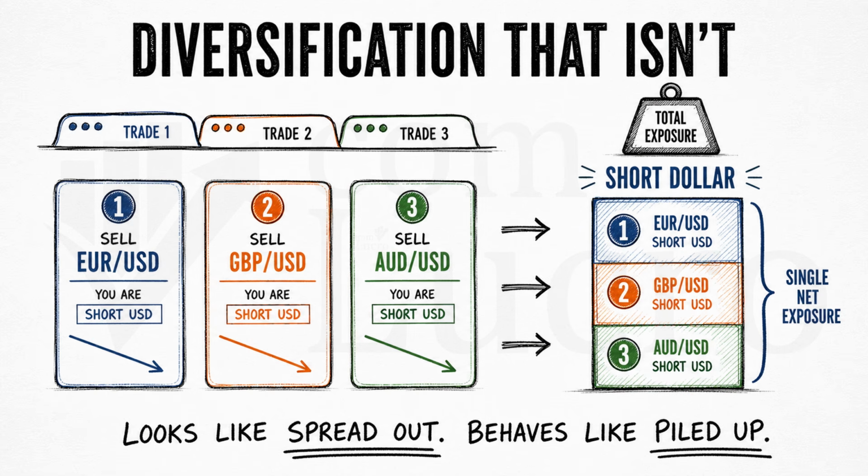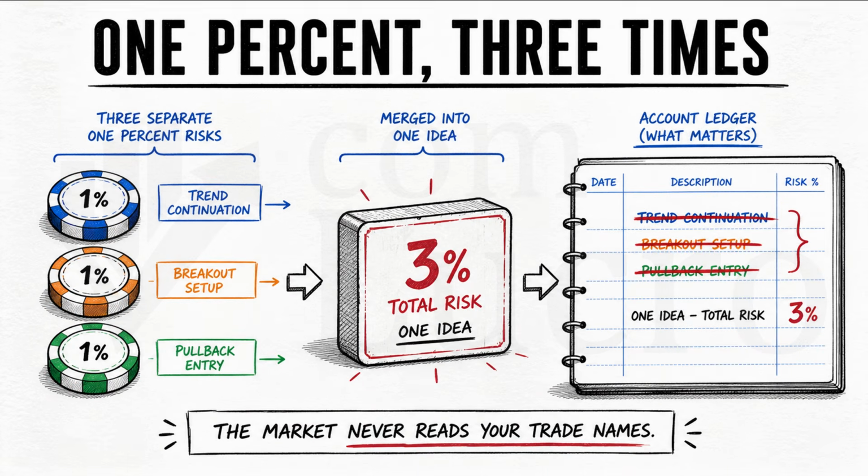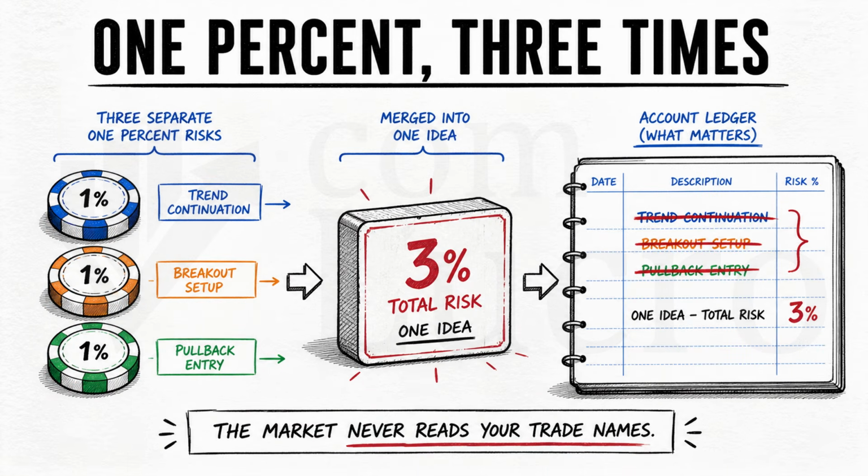Go back to those three positions from the start. Long EUR/USD, short USD/CHF, long GBP/USD. Line them up by currency, and it isn't three trades. It's one trade, short the dollar, at triple size. It looks like diversification because there are three tabs open. It behaves like concentration. And your account only ever feels the second one.